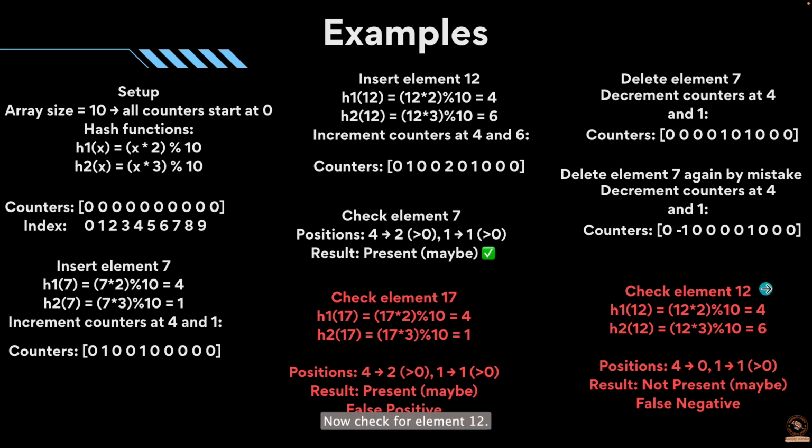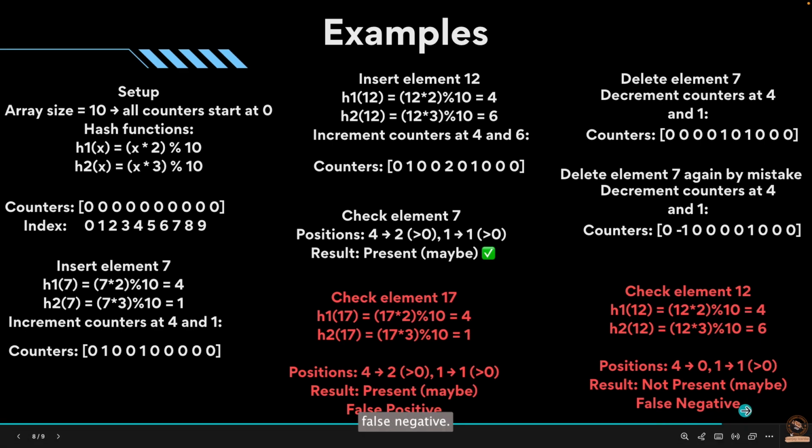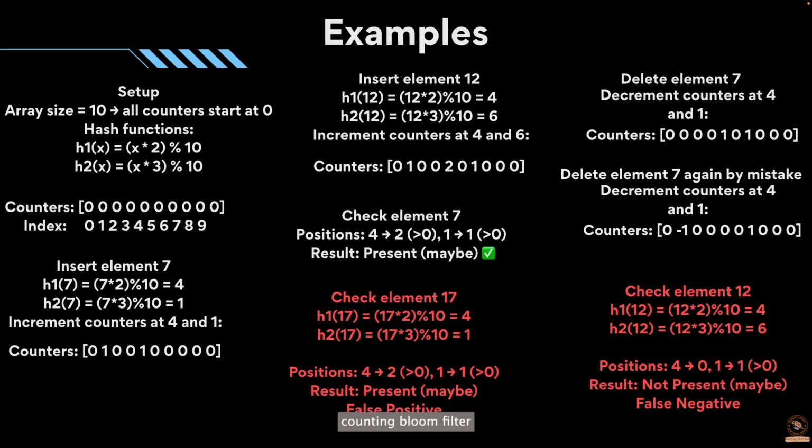Now check for element 12. For 12, the indexes are 4 and 6. You can see that the 4th is already 0. If any of the counters is 0 or less than 0, it means that the element is not present in our Bloom filter. But we had inserted 12 and we had not deleted it. Still, our Bloom filter is saying that this element might not be present. It means this is a false negative. So this is one drawback of using a counting Bloom filter, that it can give us false negatives as well as false positives. This is a trade-off of using a counting Bloom filter.